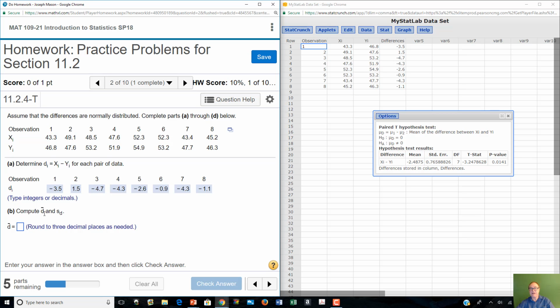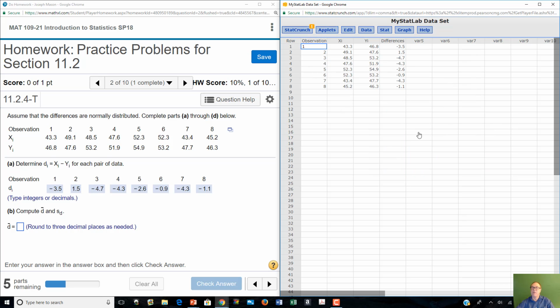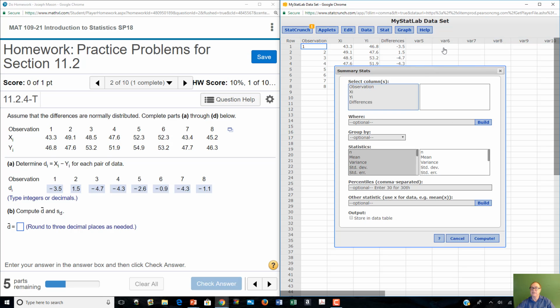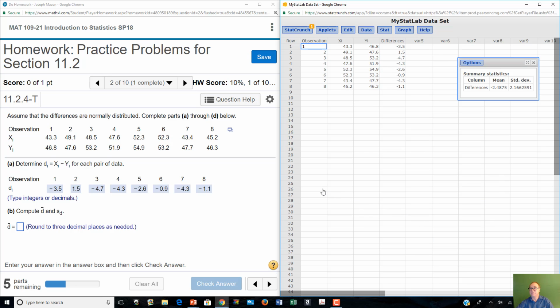Now, this is the mean of the differences, standard deviation of the differences. So we go back to chapter 3. Remember how we found the mean and standard deviation for a set of data? We go up under Stat, Summary Stats, Columns. Now, which column do I want? I want the column of the differences. And what do I want? I need the mean and I need the standard deviation. So then I click compute.